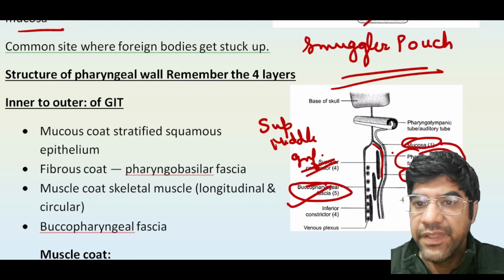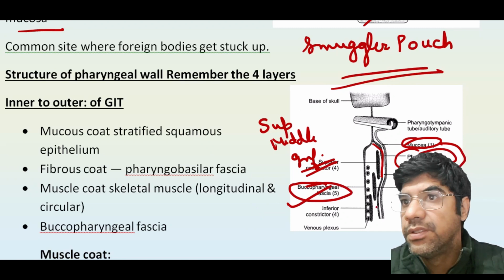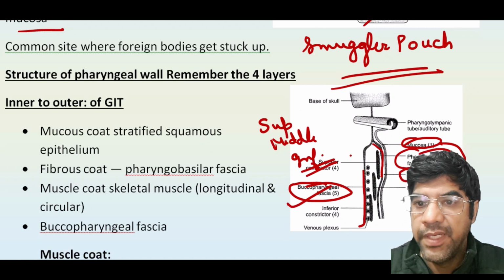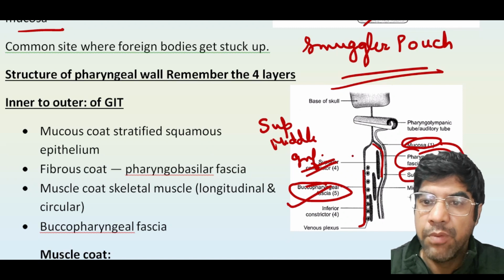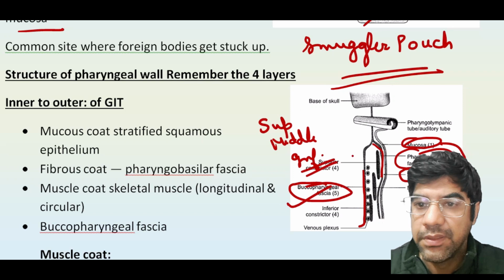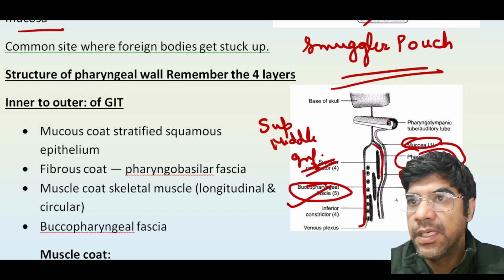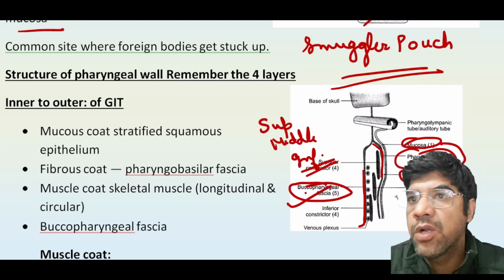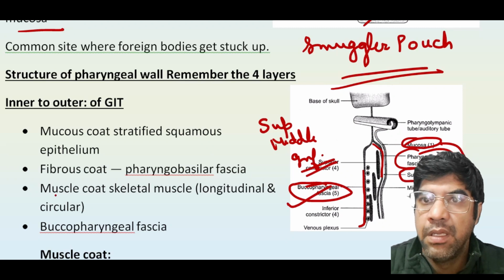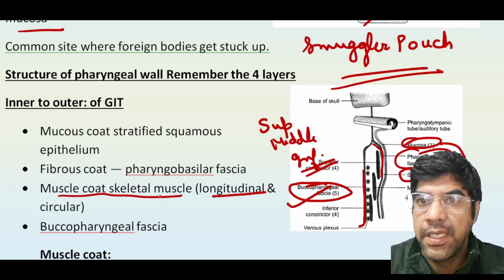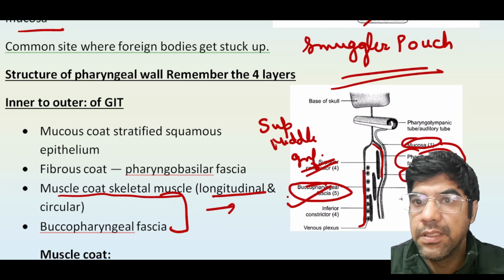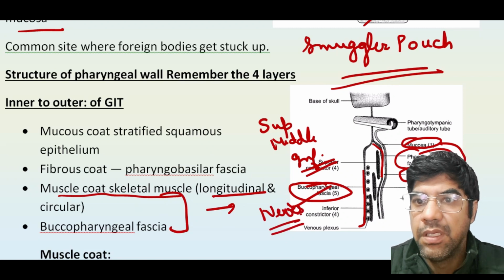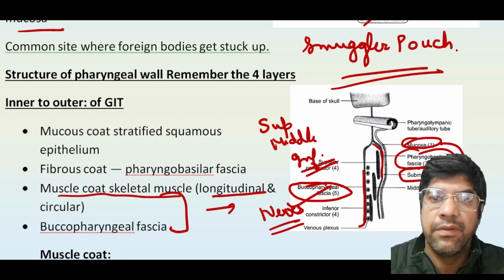It covers the outer surface of the constrictors of the pharynx. This fascia extends across the pterygomandibular raphe to cover the buccinator muscle. It is more developed in the upper part of the pharynx. Between the buccopharyngeal fascia and the muscle coat, there is a plexus of veins and nerves. That helps to coordinate various functions of the pharynx.